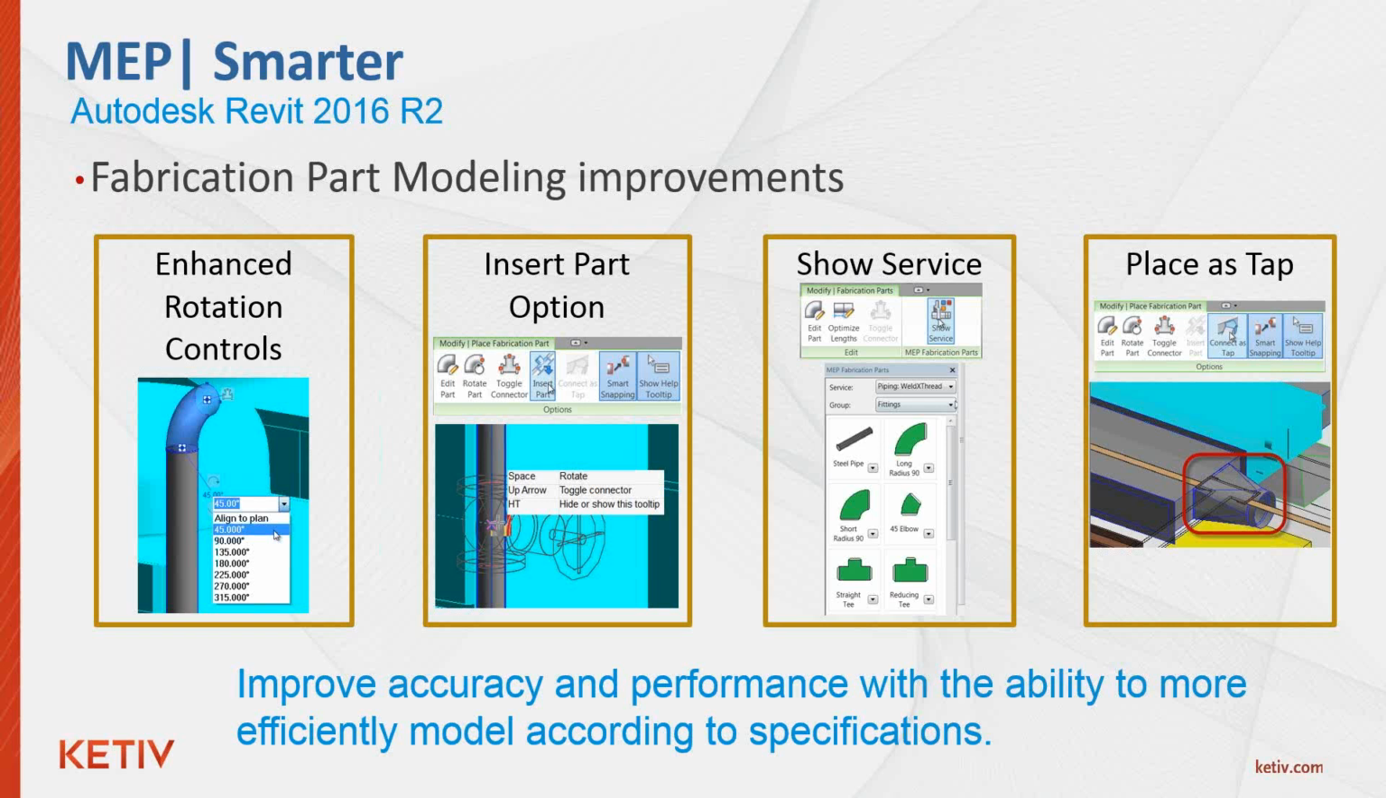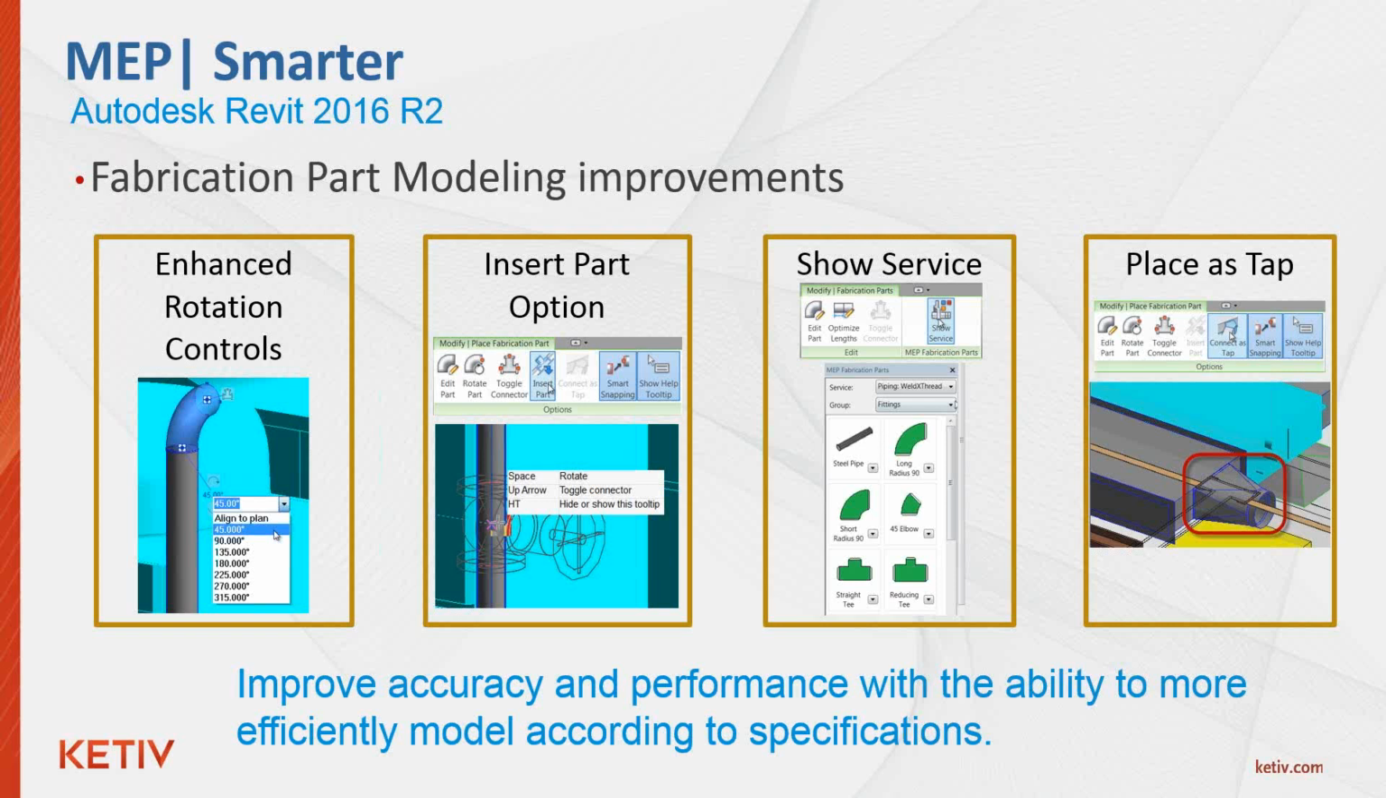It also features an improved in-canvas rotation tool for fabrication parts. The enhanced rotation controls also enable you to easily rotate the part on its axis to any desired angle, and you will benefit from more control and improved productivity when rotating connected parts around their connected areas, which has been an issue in the past when rotating families in a model, especially for piping.